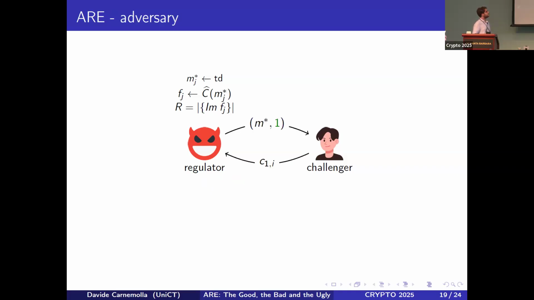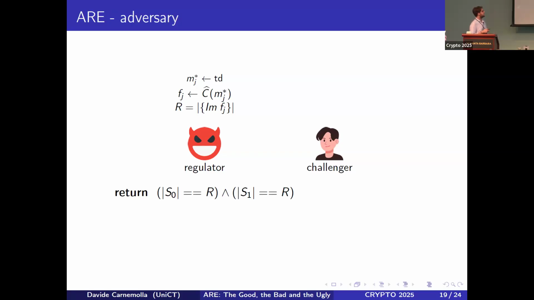And then it will do the same for the covert message 1, but now it stores these ciphertexts in a set S1. And then it says that we are in the real game if the size of the set S0 and the set S1 is equal to the size of the image of the function f. And this will happen with a high probability when we are in the real game, because we are using the encryption algorithm that we have seen before, while due to the correctness of the anamorphic encryption triplet, this cannot be possible. So the regulator will be able to distinguish between the real game and the anamorphic game.